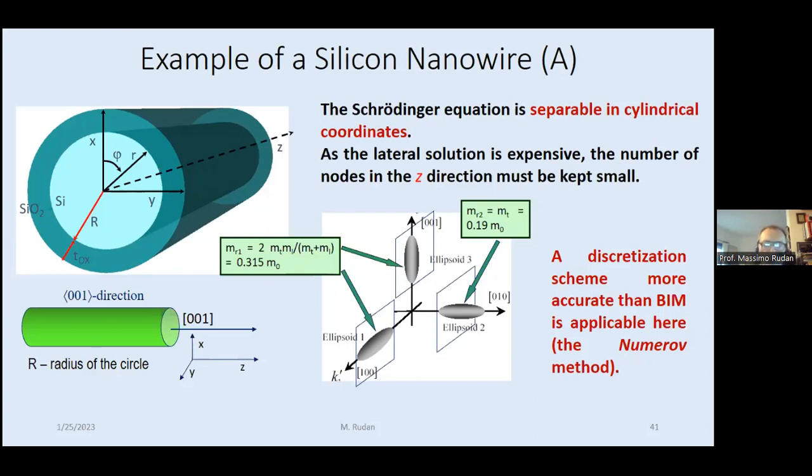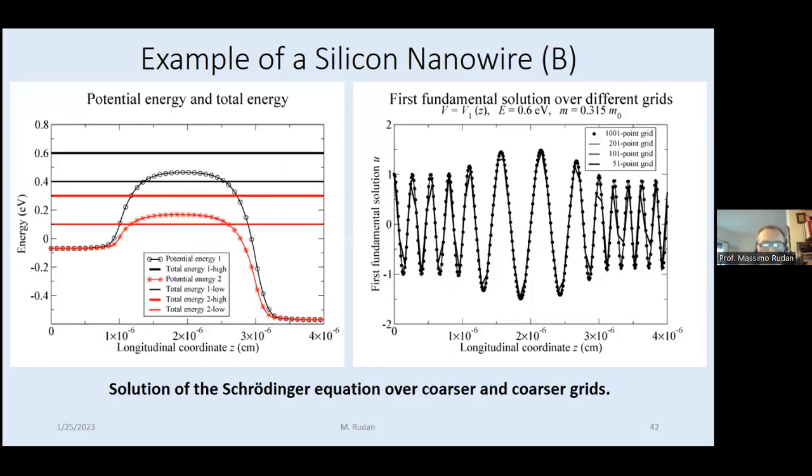So in the longitudinal direction, it is necessary to solve the Schrödinger equation with some type of numerical method that is more powerful than the standard box integration method. The method used here is called the Numerov process. And in these two figures, there is the description on the left of the potential energy in the device. The two curves, red and black, refer to two different voltages applied to the device.